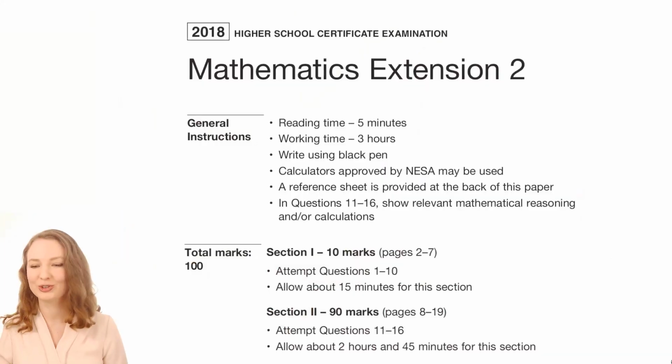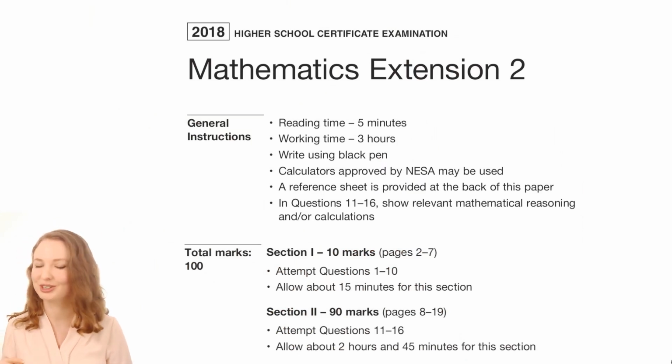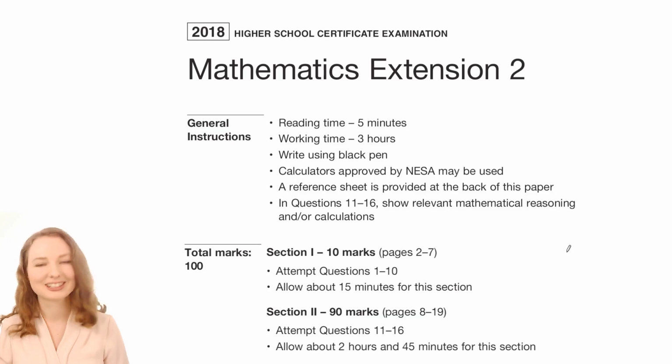So I thought I would go through the 2018 Extension 2 exam that we just had a few weeks ago, because I'm sure some people are wondering how to do some of the questions, the ones that they couldn't do. And the solutions aren't out yet, so I apologize if I make any mistakes, because usually I check things over with the solutions, but not this time.